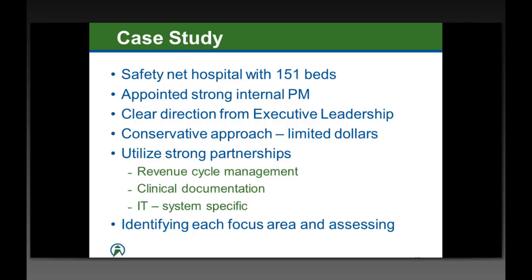And I have a really good example of this in particular, and this is one that's taken this to a little bit different thought process. So they're a safety net hospital. They have 151 beds, and they appointed a very strong internal project manager. They have very clear direction from their executive leadership, but they've taken a very conservative approach because they have limited dollars because of the population that they serve. So they outsource, and they have a lot of external partners. So what they've done is they've started to utilize very strong partnerships with the proper metrics and controls in place, as a matter of fact.